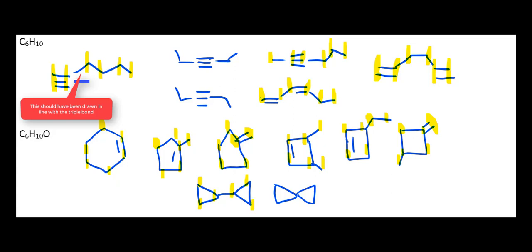1, 2, 3, 4, 5, 6. There are 6 carbons there. Here there's 1, 2, 3, 4, 5. So this one here doesn't meet formula criteria. So you could verify that there is the correct number of hydrogens.